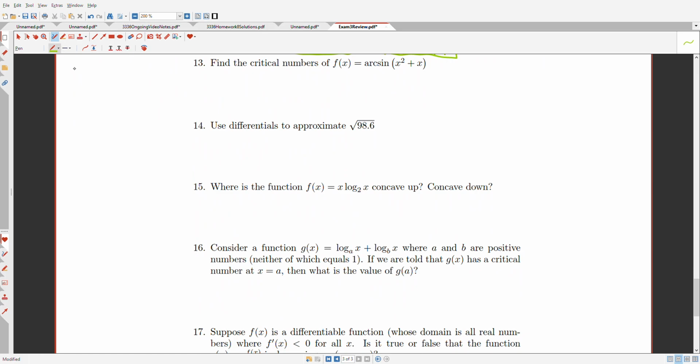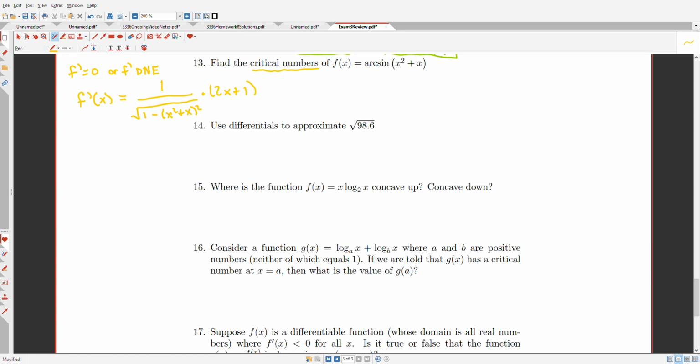Okay, so for number 13, we're asked to find the critical numbers of this function, and critical numbers are where the derivative is 0 or the derivative does not exist at points in the domain. So in either event, we're going to have to take a derivative, and the derivative of this function requires us to know the derivative of arcsine. So that's 1 over the square root of 1 minus all that stuff squared, times the derivative of x squared plus x, so 2x plus 1.